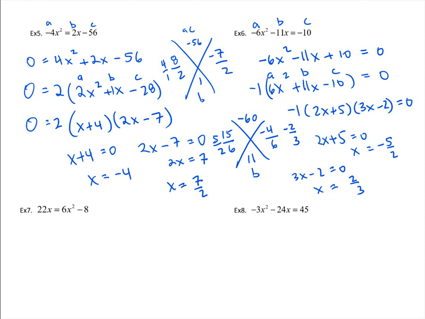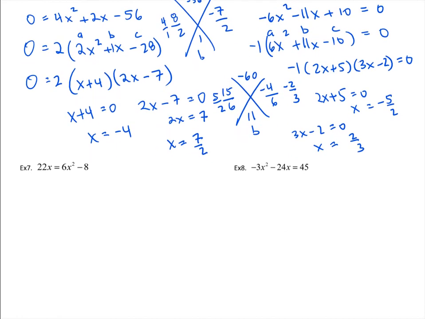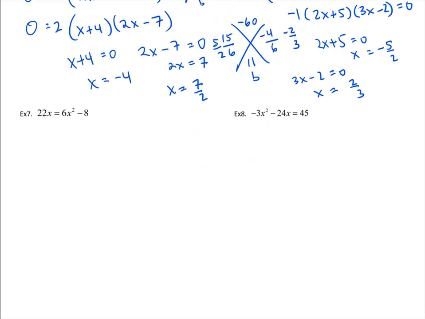Let's see, we've got 2 more here. So number 7. So I notice, well, here's A, here's B, and here's C. So it's an ABC problem. So I need to make the problem equal 0. So I'm going to minus the 22x to the other side. So I'll get 0 is equal to 6x squared minus 22x minus 8. All right, so make sure it's in the correct order. It should be ABC. Okay.